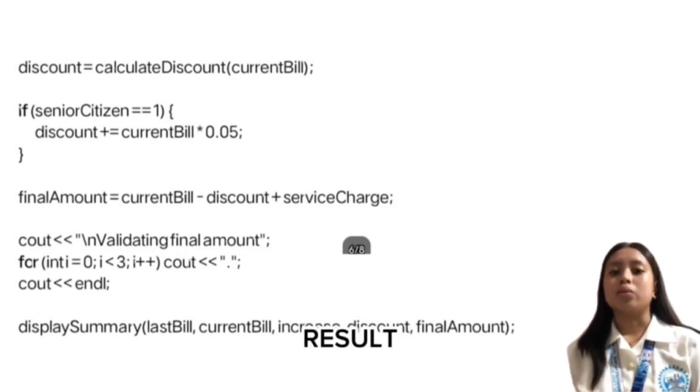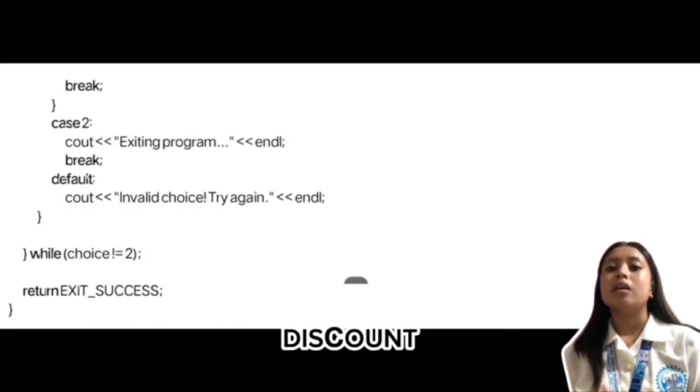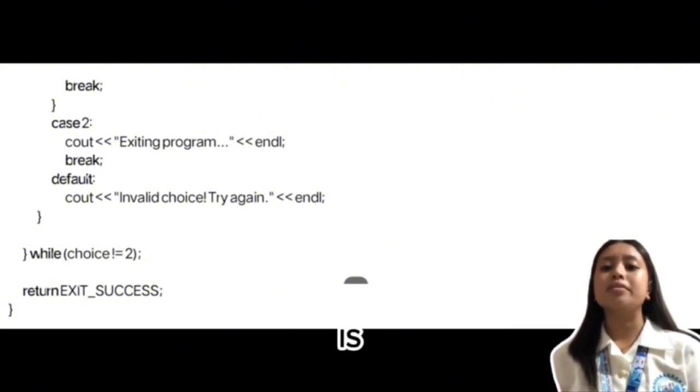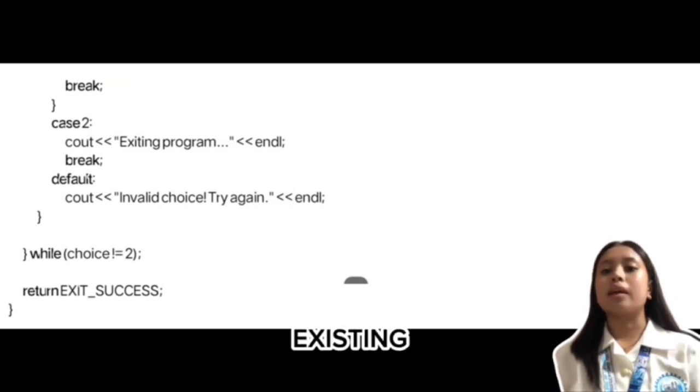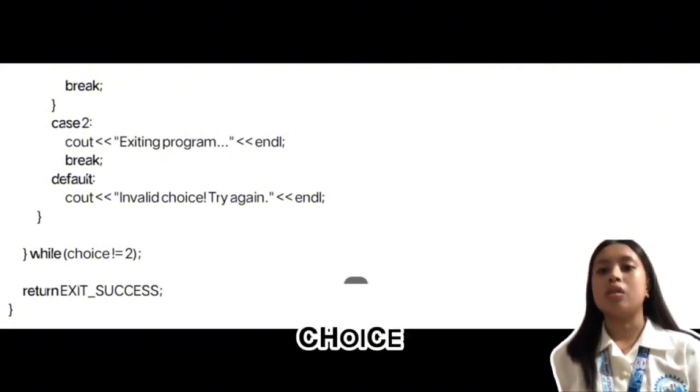Before showing the final result, the program displays a short validating animation using dots, and then it presents the water bill summary, which includes last month bill, current bill, increase in the bill, discount applied, and final amount to be paid. After that, the user is returned to the main menu. If the user chooses option 2, the program displays exiting program and then terminates. If the user enters an invalid choice, the program simply shows invalid choice, try again, and returns to the menu. And that's all for our program.